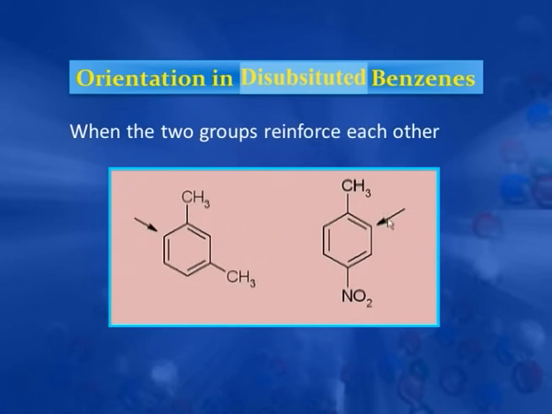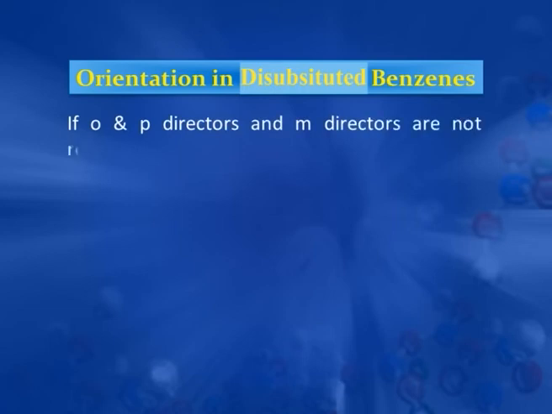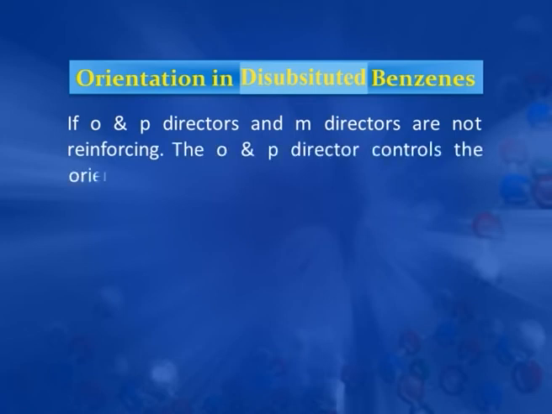So, that is why the incoming group will attack on this position. Now, second case: if ortho and para directors and meta directors are not reinforcing, meaning both are not indicating the same position, then the ortho and para directors control the orientation.